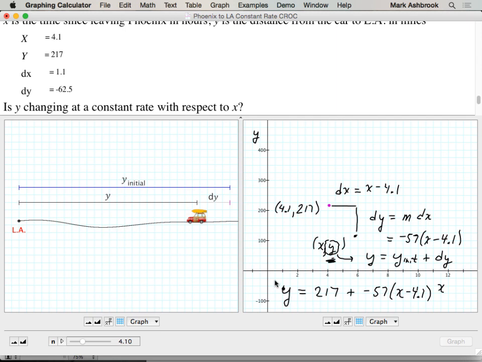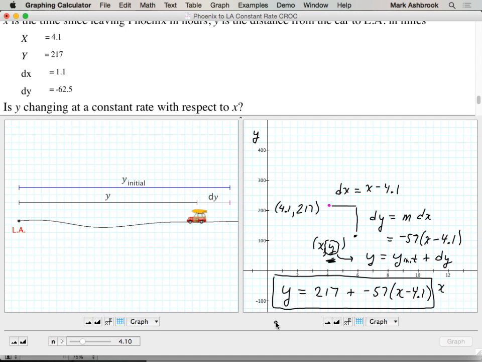So what is this? This is an equation that represents all of those correspondence points. Given an x, a number of hours having driven, it tells you the corresponding y distance from LA. Given any number of hours driven, this will crank out how far from LA we are in miles.